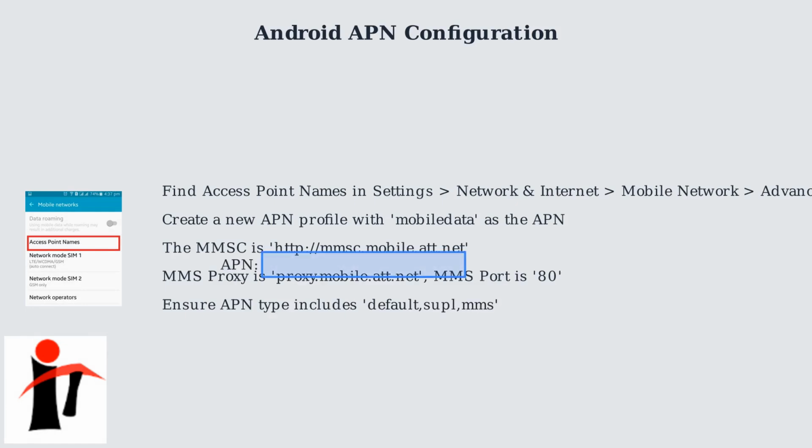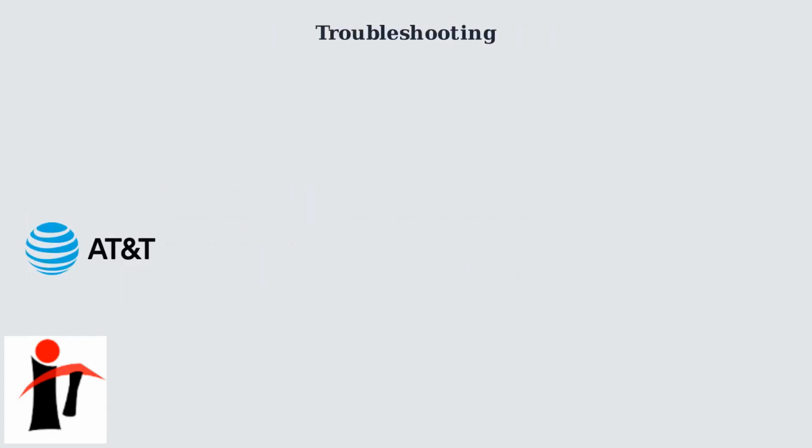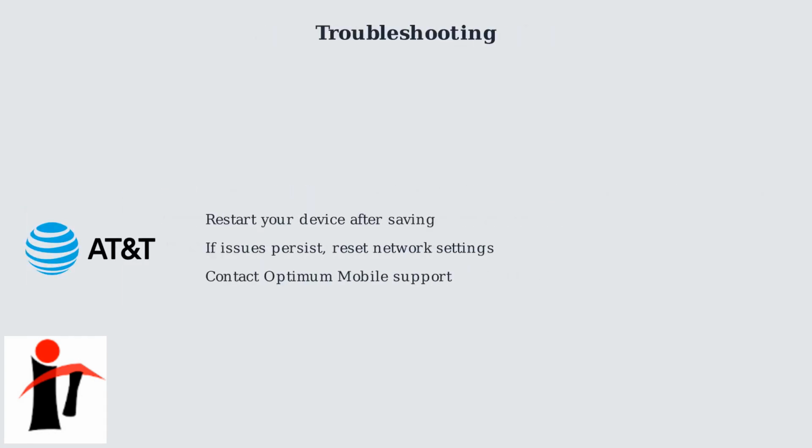Create a new APN profile with mobile data as the APN. The MMSC is mf@mobile.net, MMS proxy is proxy.mobile.8.net, and MMS POID. Ensure APN type includes default, SUPL, MMS. Restart your device after saving. If issues persist, reset network settings or contact Optimum Mobile support.